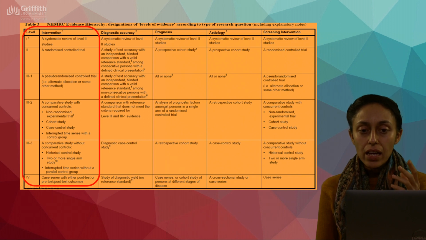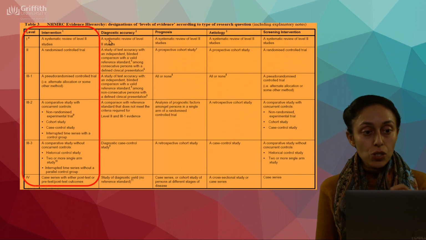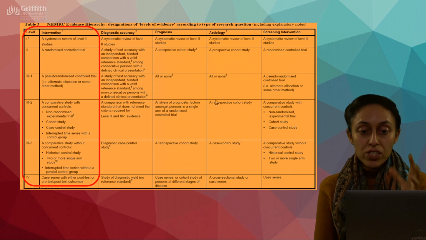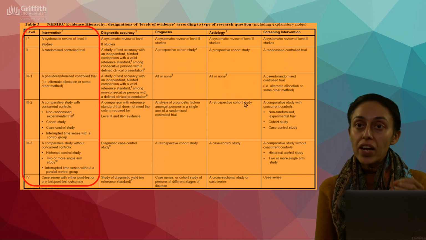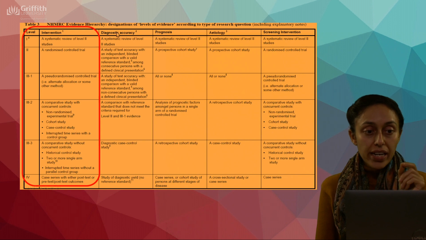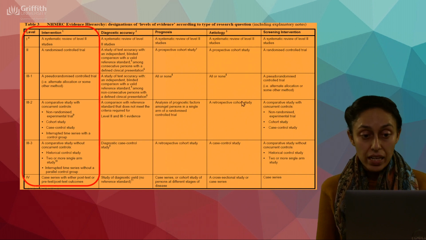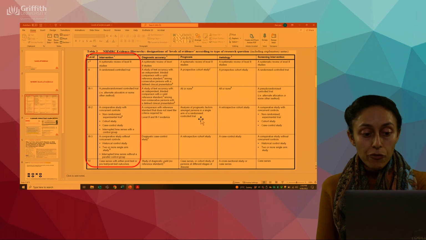Guys, before I forget, please let me let you know that this table is the heart of understanding level of evidence, which is very, very important for your assignment. You will see a lot of numbers over here, like diagnostic accuracy, then a little number 2, number 3. All of these have a lot of footnotes. And this table has been taken from the following reference.